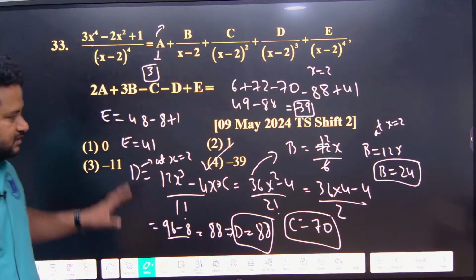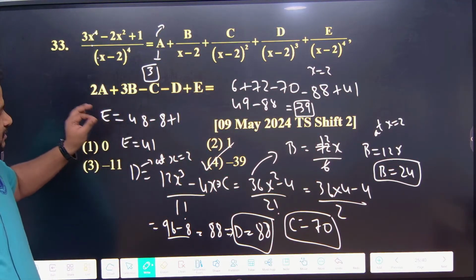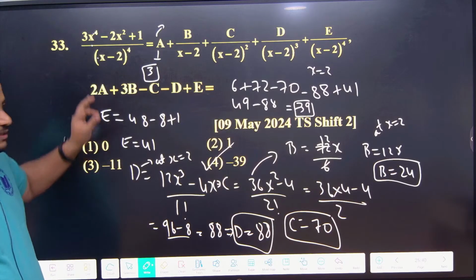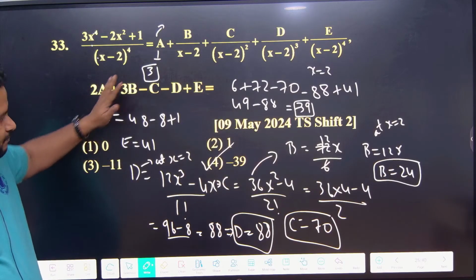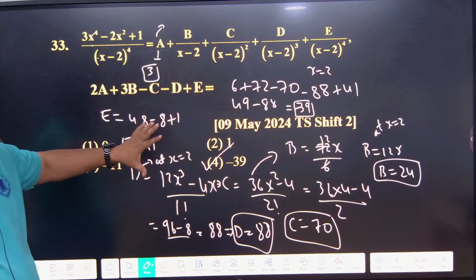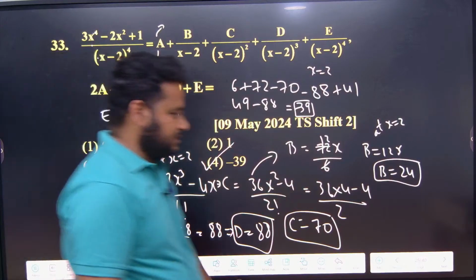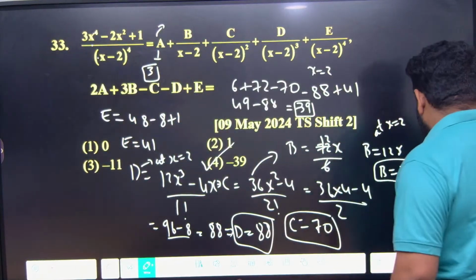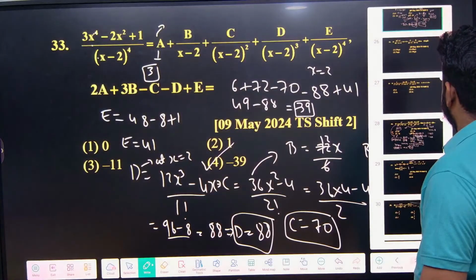Clear, friends? This is the way we can solve this very simple question. It appears difficult, but if you know the logic and some of the concepts, you will be able to solve this question very easily. This is also an improper fraction.